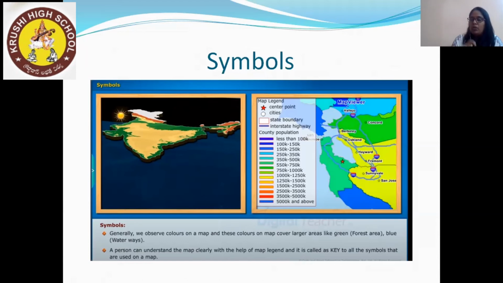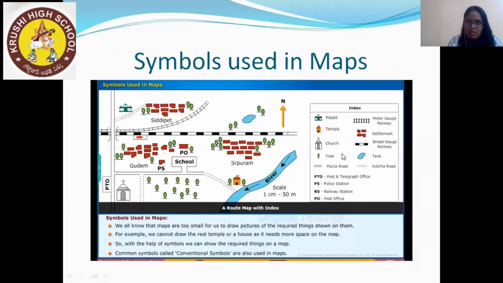So when you have a look at the key box, they'll give you all the details in that. For example, if you can see here, the shaded color ones show the country's populations. Different colors show different population, and the star, center point, circle shows cities, box type shows state boundaries. Okay, so the line is interstate highways, etc., children, right? Symbols used in a map. So just have a look, children.